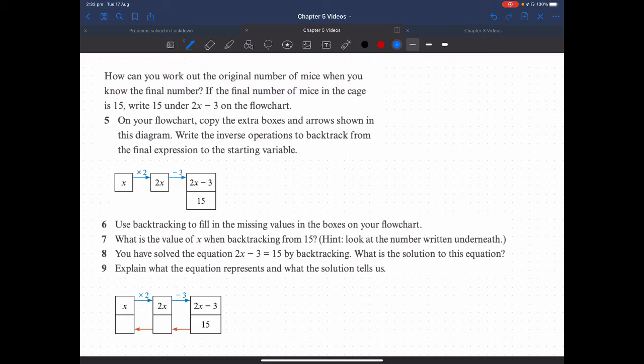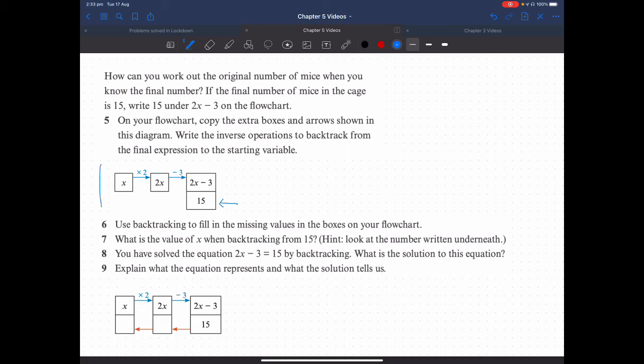Moving on with the question. We're then asked, how can you work out the original number of mice when you know the final number? If the final number of mice in the cage is 15, write 15 under 2X minus 3 on the flowchart. So we've got the flowchart now sitting under question number 5. This is the same flowchart that I have shown just now. The only thing different is the 15 is written underneath the 2X minus 3 because that was the final number.